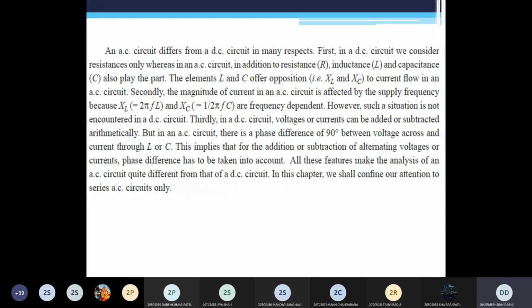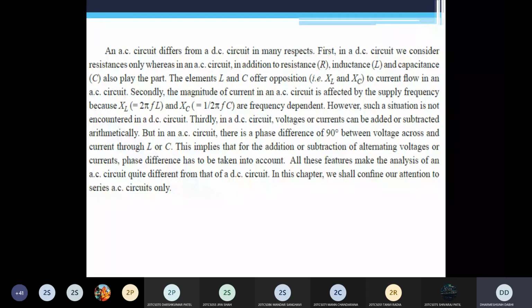So there is some phase difference between the voltage and current. If you want to add two voltages or two currents, you cannot directly add them by simple arithmetic addition. Clear? You require vector addition for AC quantities. In this way, the AC quantity is different from the DC quantity. All these features make the analysis of the AC circuit quite different compared to the DC circuit.